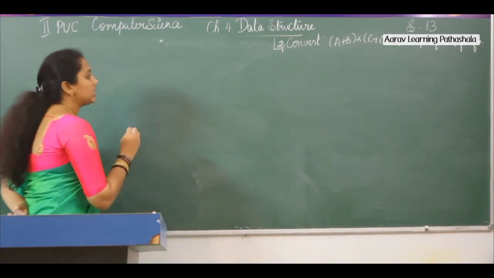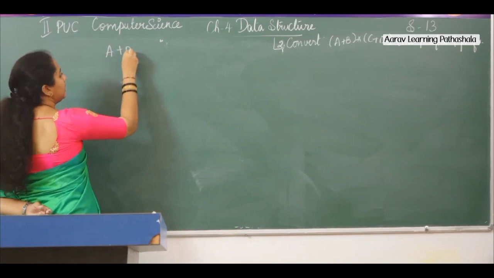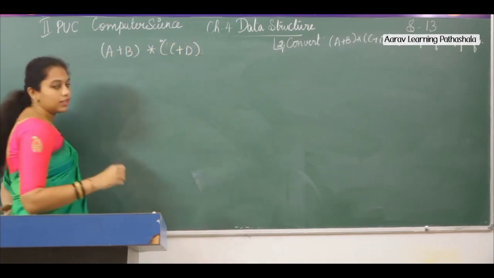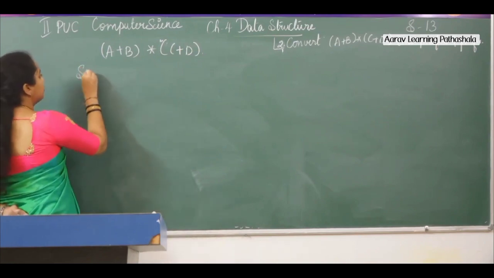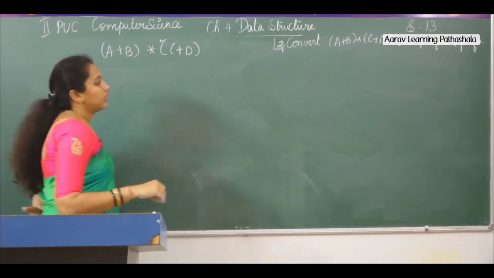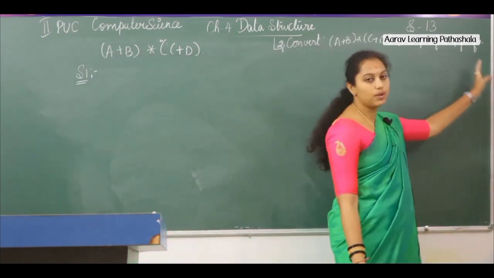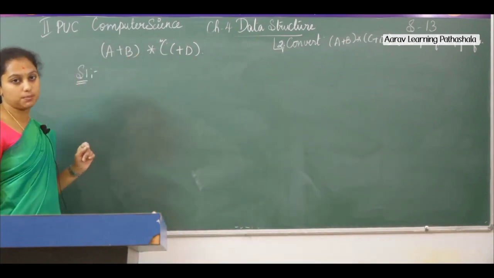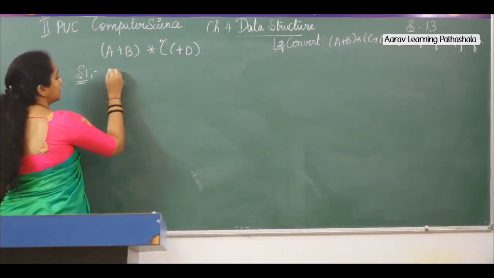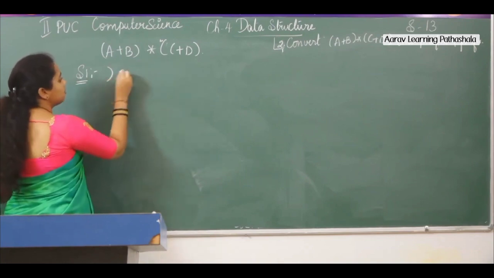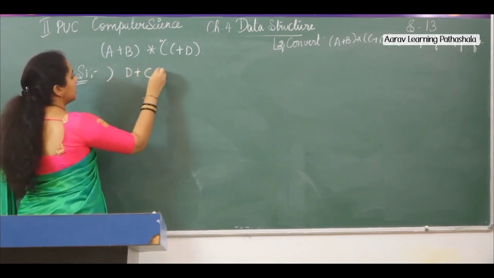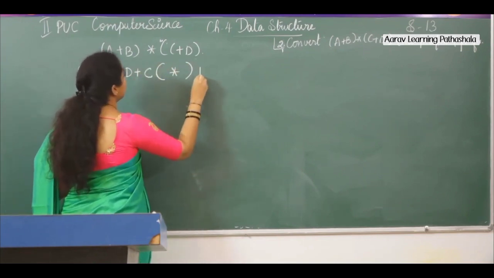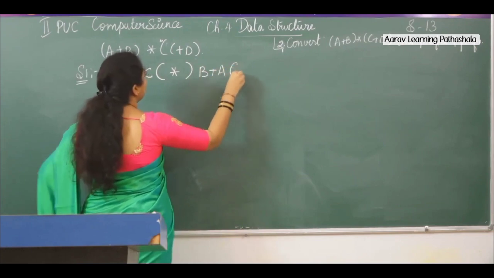So the expression is A plus B into C plus D, right. The first step is we are going to convert it into prefix as well as postfix. So if we convert this to prefix, we will get the postfix expression also. So first reverse the string. So the string is closing parenthesis D plus C, opening parenthesis star, closing parenthesis B plus A, opening parenthesis.